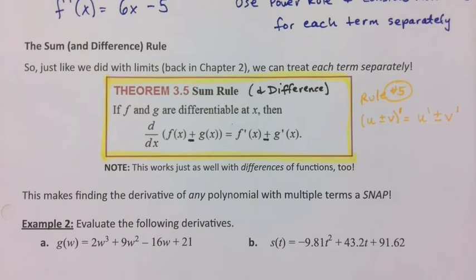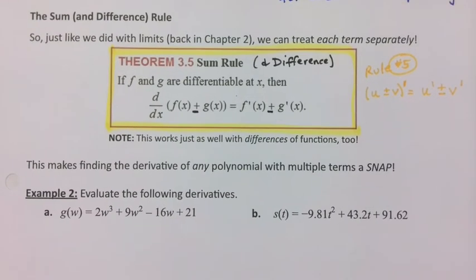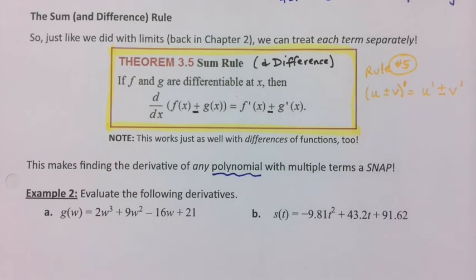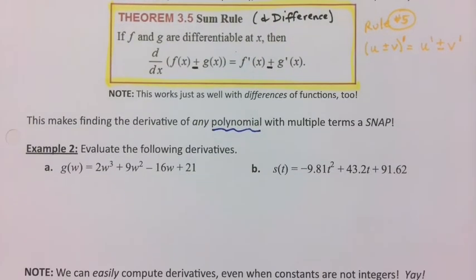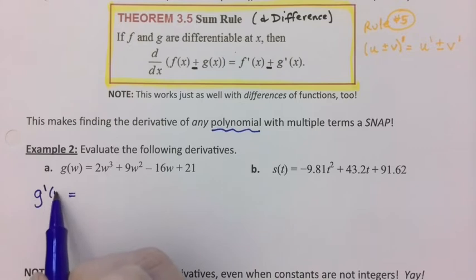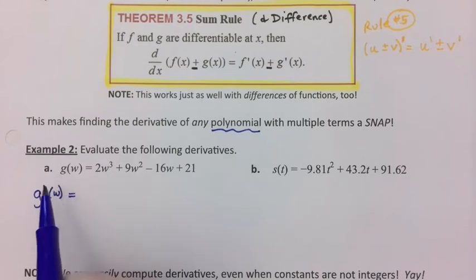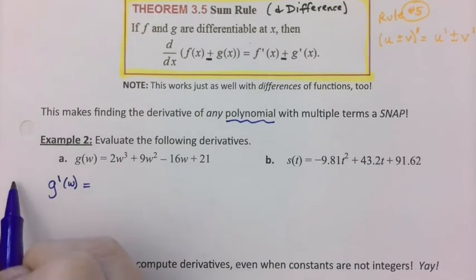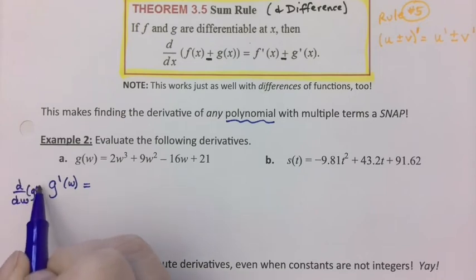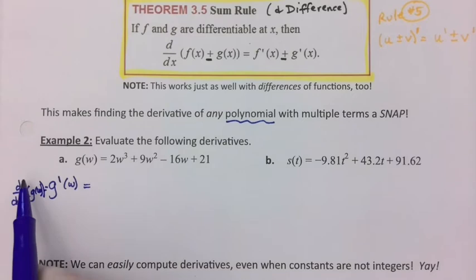Okay, so that means that taking derivatives of polynomials, because polynomials are just stringing together terms of constants and constant multiples of variables, means we should be able to take the derivative of these very, very quickly. And we can. So this is saying that if I want g prime of w, which for the record would be d over dw of g of w, that would be how you'd write it in Leibniz notation. Take the derivative with respect to w of that function of w.